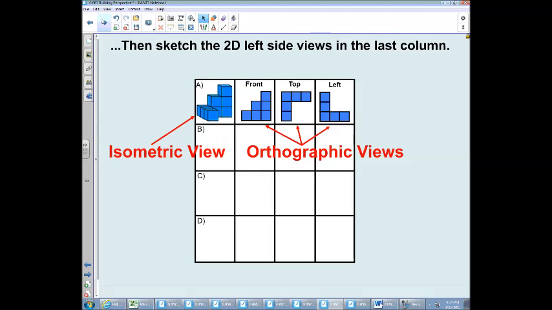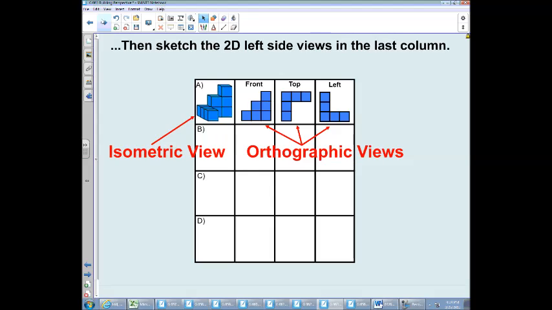The next day we got even a little bit more technical than that, and we learned the official names for these. That 3-dimensional view, the one that everybody had so much fun trying to draw, is referred to as an isometric. The prefix iso means same or even. And so we're looking at a 3-dimensional drawing where we can see the left side and the front side and the top side all in the same view. Isometric, prefix iso means same.